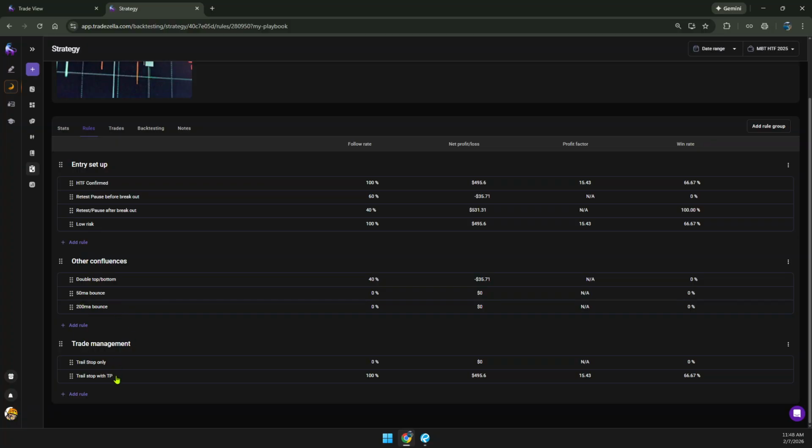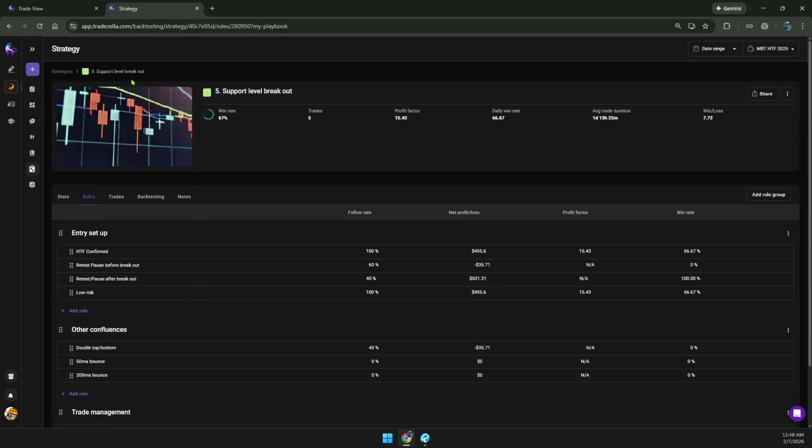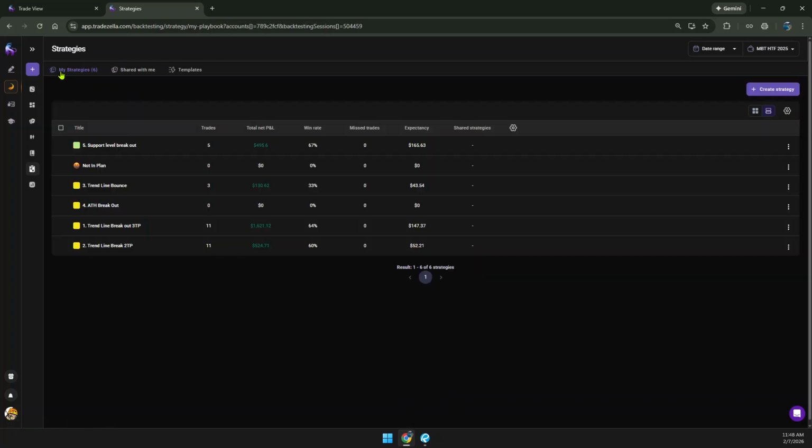And then trail stop with the TP is the only one I'm using. You can see here currently. So those are my playbooks, and that's how I set them up.